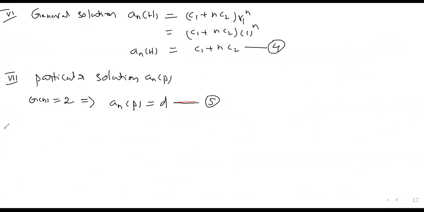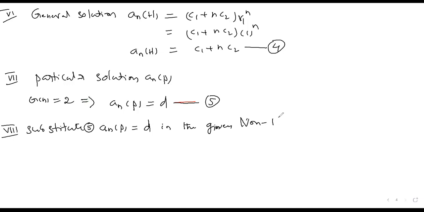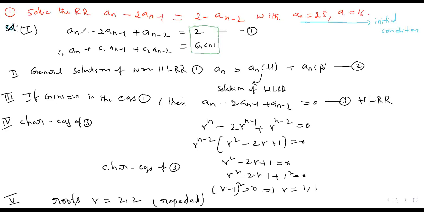In this equation substitute An of P equals D. Substitute equation 5 in the given non-homogeneous linear recurrence relation, which is equation 1. So equation 5 is substituted in equation 1. What is given in equation 1? Check it. Here An minus 2 An minus 1 plus An minus 2 equals 2.